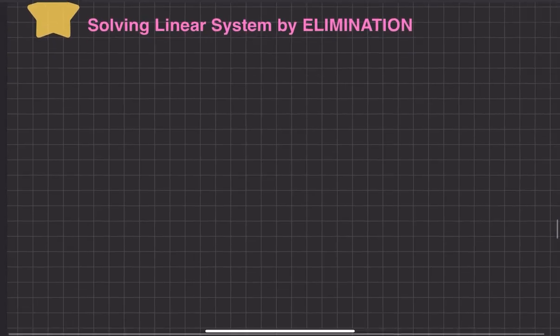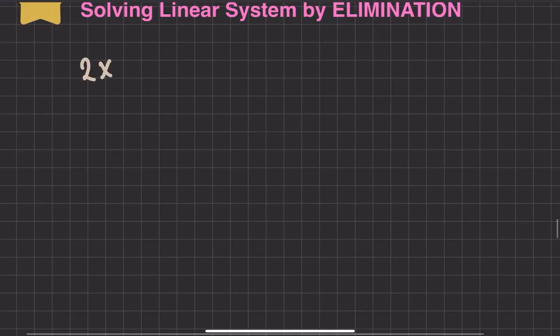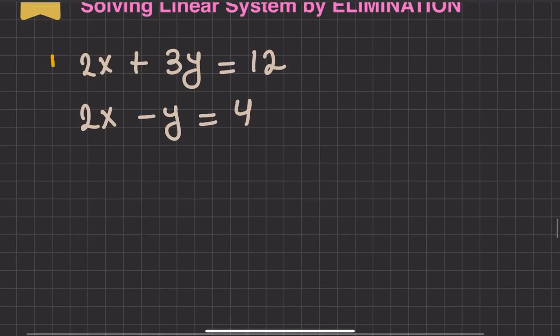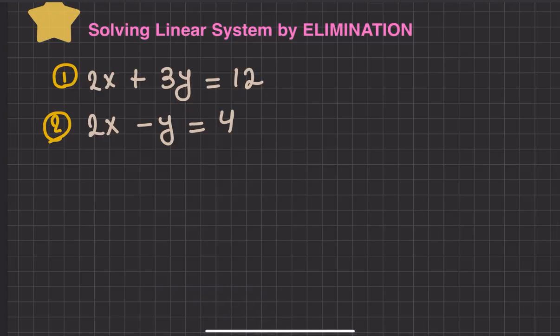So the first example is this. 2x plus 3y equals 12, and 2x minus y equals 4. So this is my first equation and this is my second equation. So I have to solve for x or y by adding or subtracting the equations. In this case, what do you think I have to do? When you look at these two, which one do you think I can get rid of first?